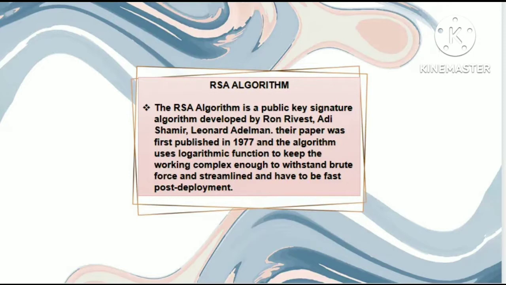RSA Algorithm. The RSA algorithm is a public key signature algorithm developed by Ron Rivest, Adi Shamir, and Leonard Adleman. Their paper was first published in 1977, and the algorithm uses a logarithmic function to keep the working complex enough to withstand brute force attacks, and is streamlined and fast post-deployment.